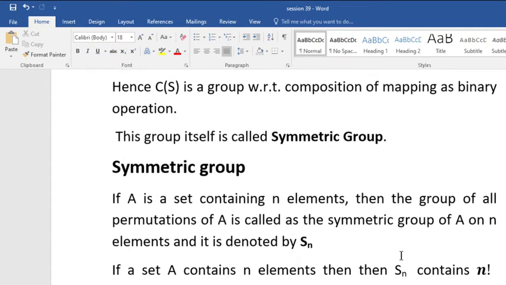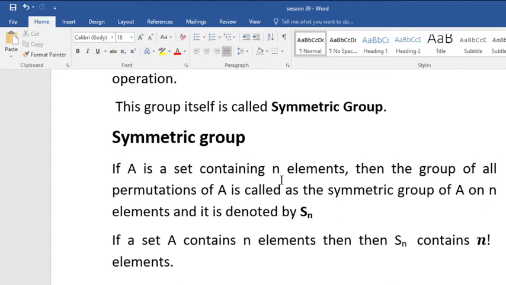So that is, the symmetric group: if A is a set containing n elements, then the group of all permutations of A is called the symmetric group of A on n elements, and it is denoted by Sn. So the symmetric group is denoted by the symbol Sn. If a set A contains n elements, then the symmetric group contains n factorial elements.